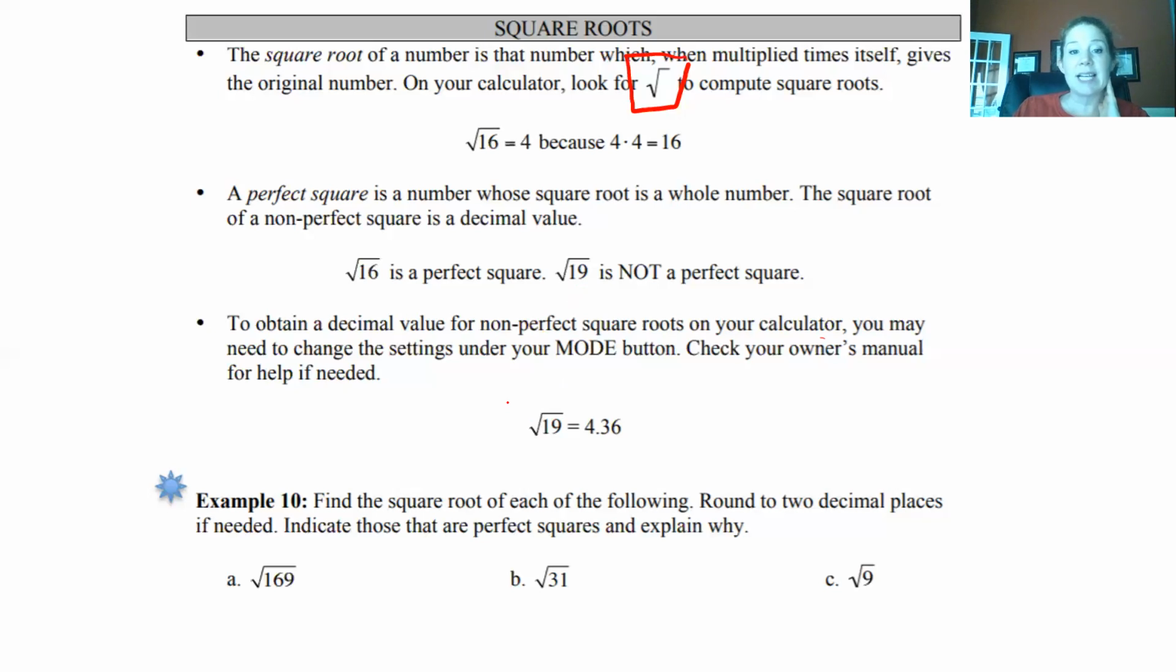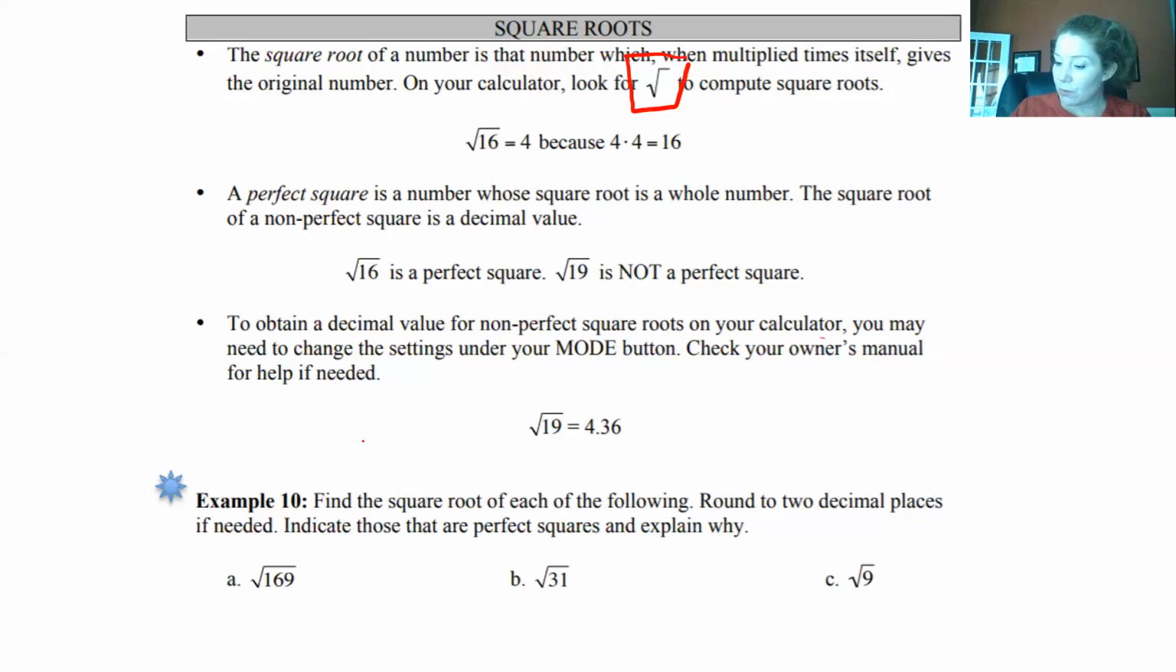It says to obtain a decimal value for non-perfect squares on your calculator, you may need to change the settings under your mode button. Check your owner's manual for help if you need it, okay? If you don't see a square root button on your calculator, you might need to just grab another one, or you can pull up a calculator on a computer.